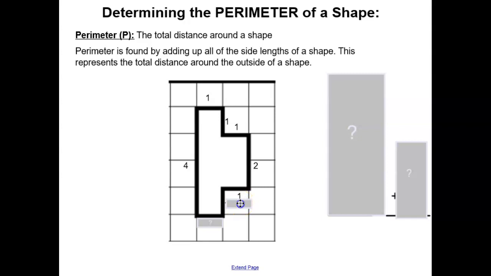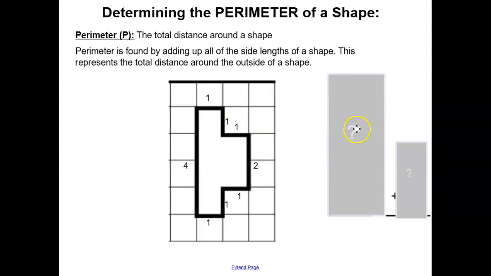1, 1, and what's our last side length? 1. Oh my goodness, you must see a lot of 1s here. So one way we could check our perimeter is by carefully counting each square unit around the shape.